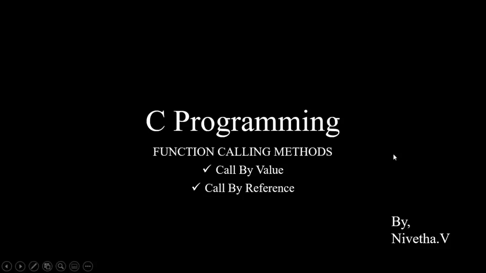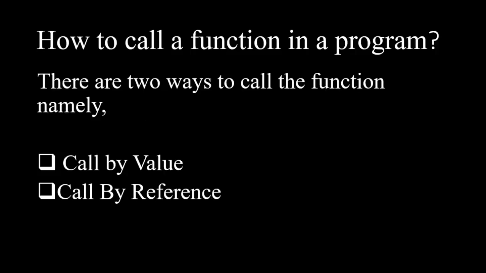Hey guys, in this video we're going to deal with function calling methods in C programming. Let's get into the video. How to call a function in a program? There are two ways to call a function in a program, namely call by value and call by reference.